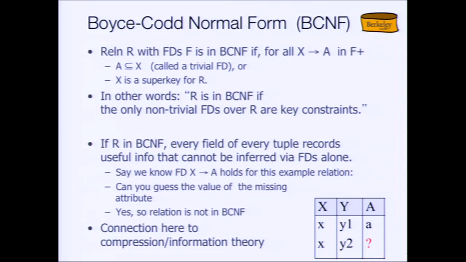There's some connection here, and I will leave it vague because I'm not sure it's been well studied, to compression or information theory. In some sense, everything we wrote down is essential. There's nothing that could have been compressed out of this if it's in BCNF, other than the usual compression tricks. But there's no information here that's redundant.